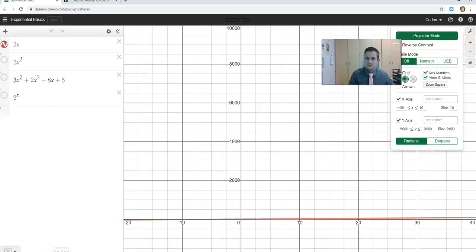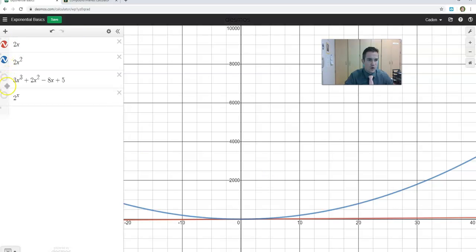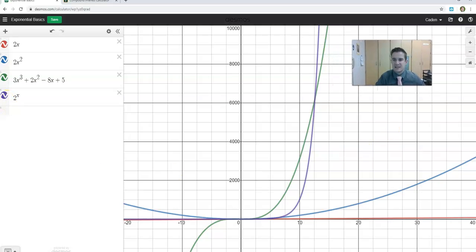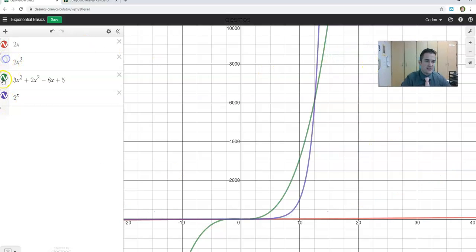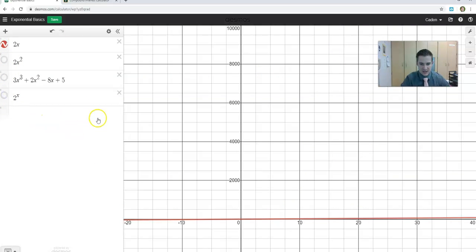Okay. So, I have 4 different functions. Y equals 2x, y equals 2x squared, y equals 3x cubed plus 2x squared minus 8x plus 5, and y equals 2 to the x power. So notice what each of these functions looks like. Y equals 2x, that's just a straight line. It increases at the same rate forever and ever.